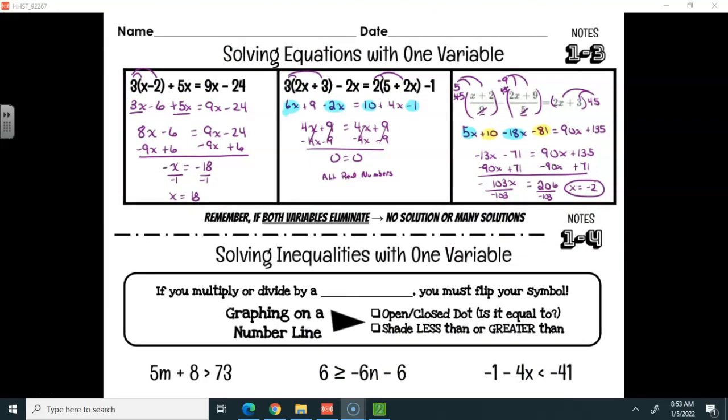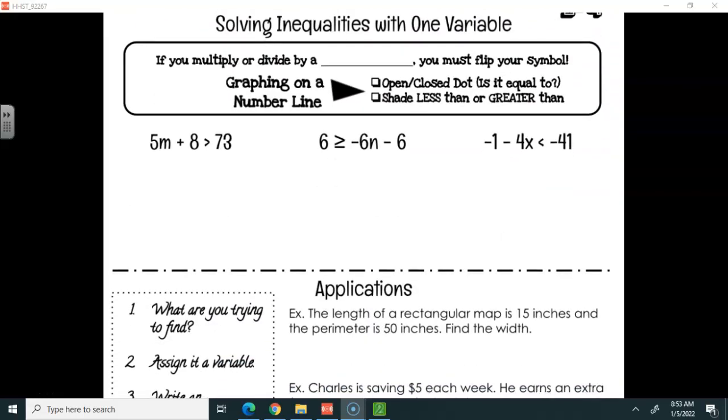Okay, so again, you will have some like that in Delta Math. If you get confused, please watch the videos in Delta Math. Okay, so if you multiply or divide, this is solving inequalities. So if you multiply or divide by a negative, if you remember in inequalities, you must flip your symbol. Okay, so let's look at one here.